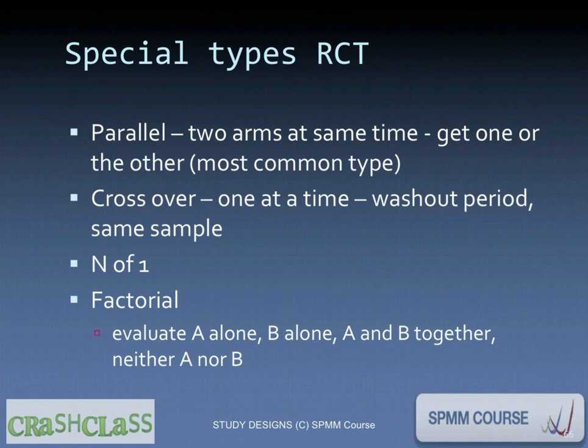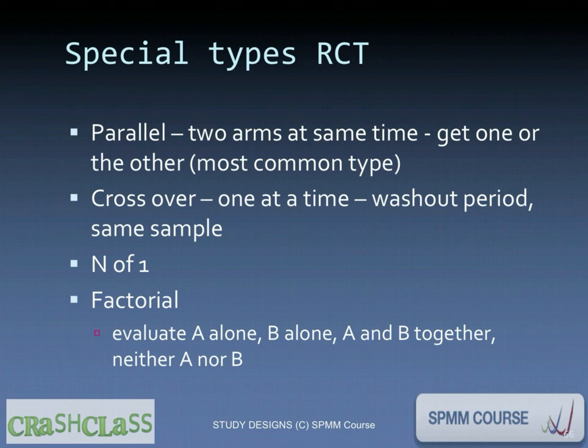Number three, a condition for which you do a crossover trial should not be curable. If it's completely cured on being exposed to an experimental drug, then there's no point giving placebo to the same patients. The condition is gone already and you can't see any response. Okay, so these are some of the conditions for doing a crossover trial.